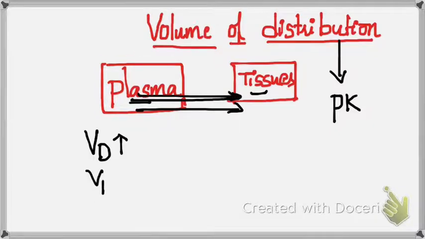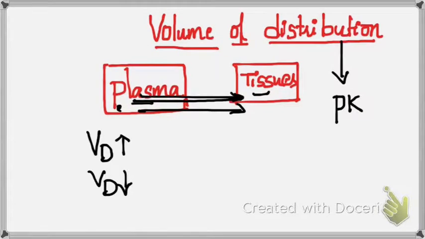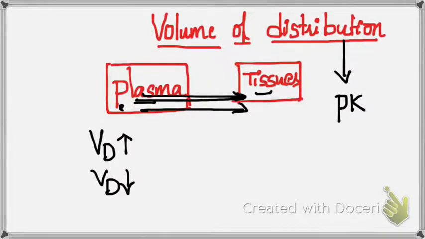If the volume of distribution is low, it means the drug is concentrated in the plasma and it's not moving into the tissues.